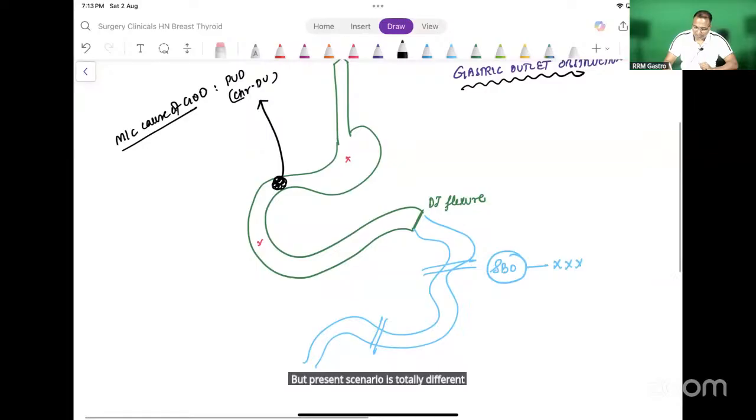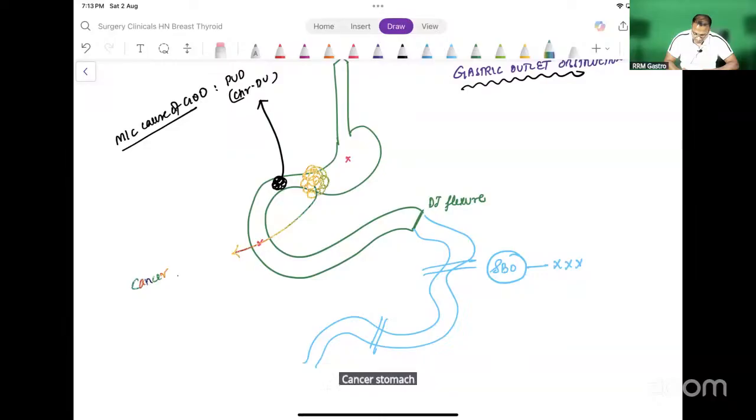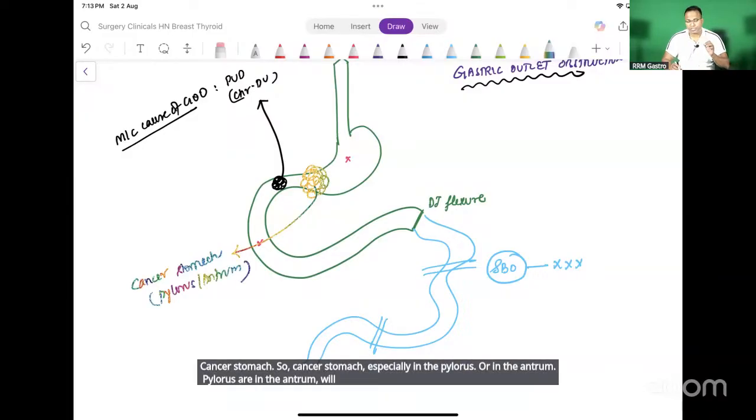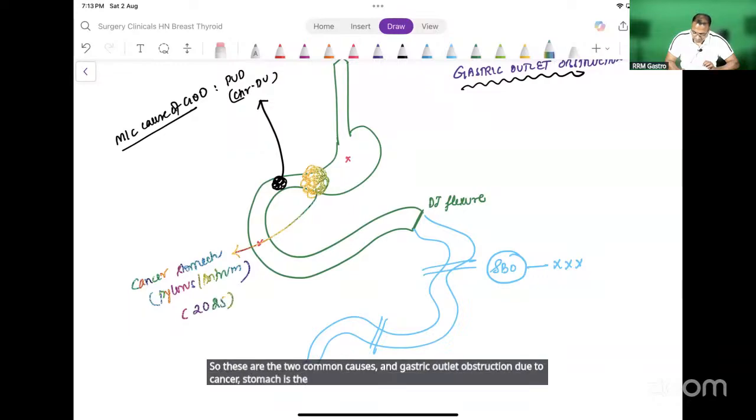In 2025, when you get a question on gastric outlet obstruction, it is usually cancer stomach. Even today we operated a case of gastric outlet obstruction due to cancer stomach. Cancer stomach, especially in the pylorus or in the antrum, will cause this obstruction. These are the two common causes, and gastric outlet obstruction due to cancer stomach is the most common cause in today's exam in 2025.